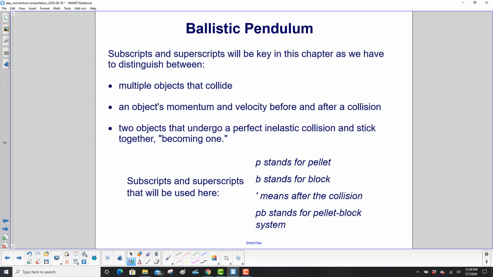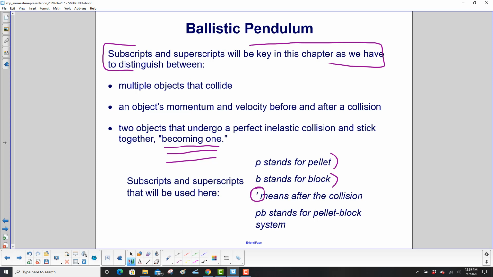Before we start solving the problem, we have to tell you this part right here. Subscripts and superscripts will be key in this chapter. We have to distinguish between multiple objects that collide, an object's momentum and velocity before and after a collision, and two objects that undergo a perfect inelastic collision and stick together, becoming one system, one unit. Here are the key subscripts and superscripts we'll use here. P stands for pellet, B stands for block. The prime sign after something like velocity means after the collision. And if we put P and B together, that stands for the pellet block system.